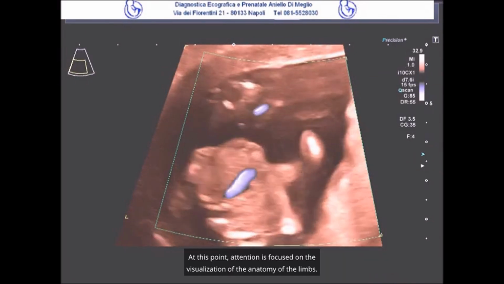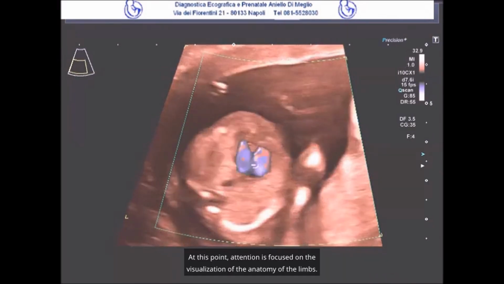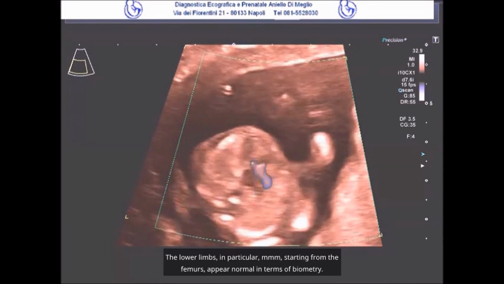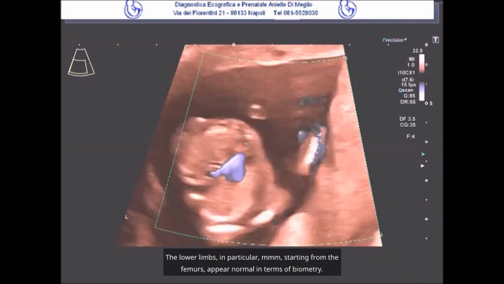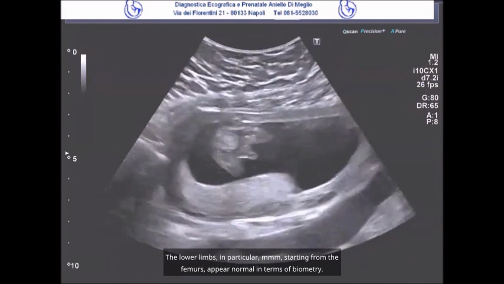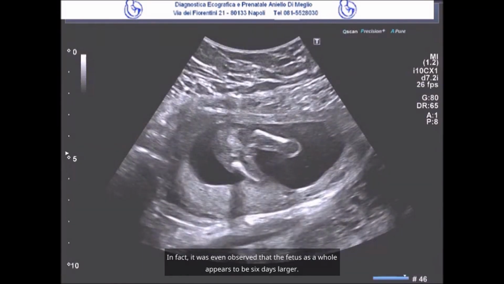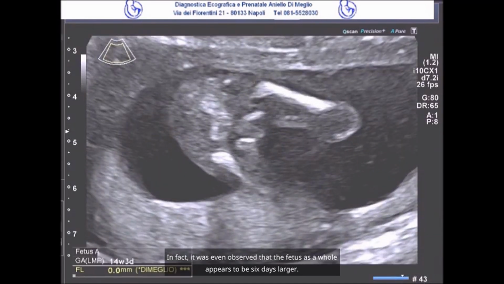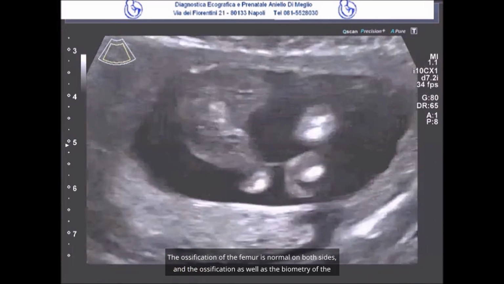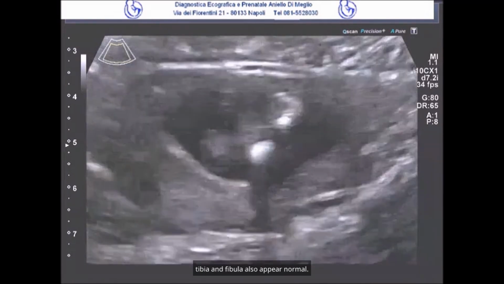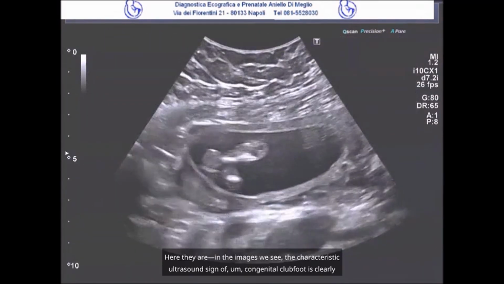At this point, attention is focused on the visualization of the anatomy of the limbs, the lower limbs in particular, starting from the femurs, which appear normal in terms of biometry. In fact, it was even observed that the fetus as a whole appears to be 6 days larger. The ossification of the femur is normal on both sides, and the ossification as well as the biometry of the tibia and fibula also appear normal. Here they are in the images.